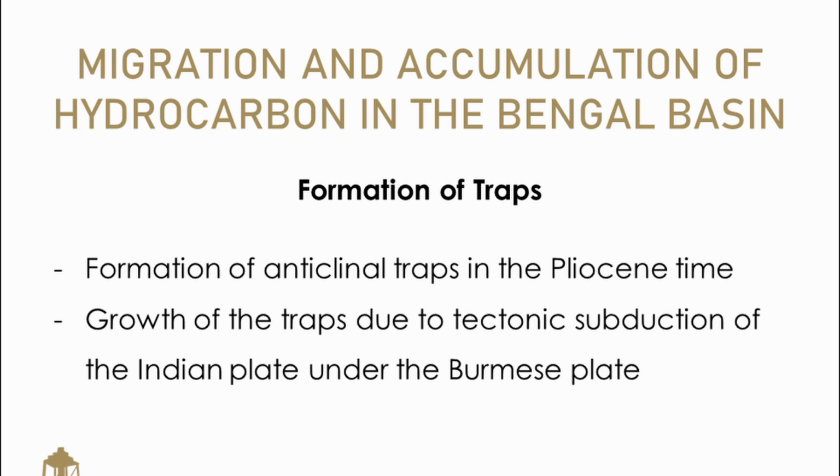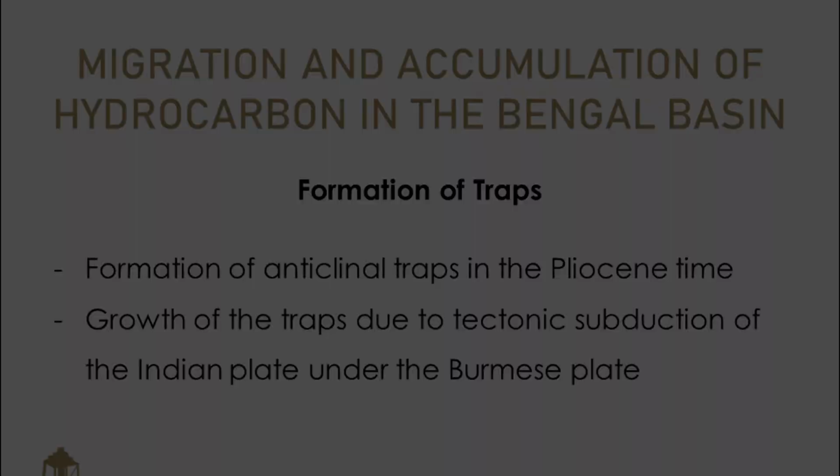Next, let's study the migration and accumulation of hydrocarbon in the Bengal Basin. First, let's know the formation of traps. Anticlinal traps formed in Pliocene time. Growth of traps took place due to the tectonic subduction of the Indian plate under the Burmese plate.